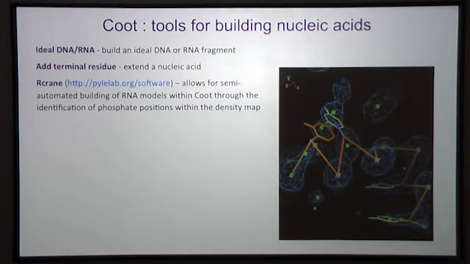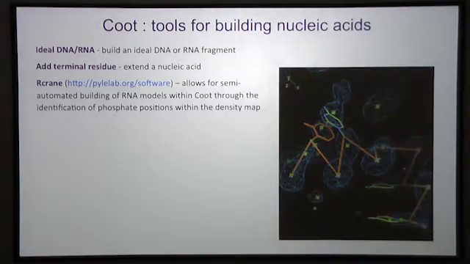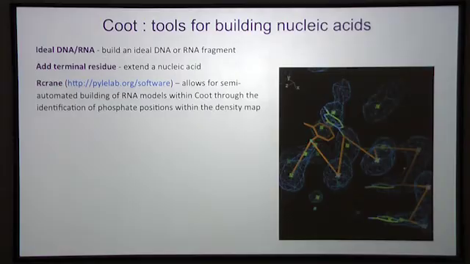Building nucleic acids follows the same kind of principles. You can start off by introducing ideal sections of DNA and RNA. You can then extend from those one nucleotide at a time, or you can use RCrane, which is analogous to this C-alpha baton mode, where you try to follow the phosphate positions to build the nucleotides. But unfortunately, the phosphate positions are often not that well resolved in EM maps, certainly not as well resolved as in crystallographic maps. And so RCrane doesn't work as well as it does with crystallographic maps.